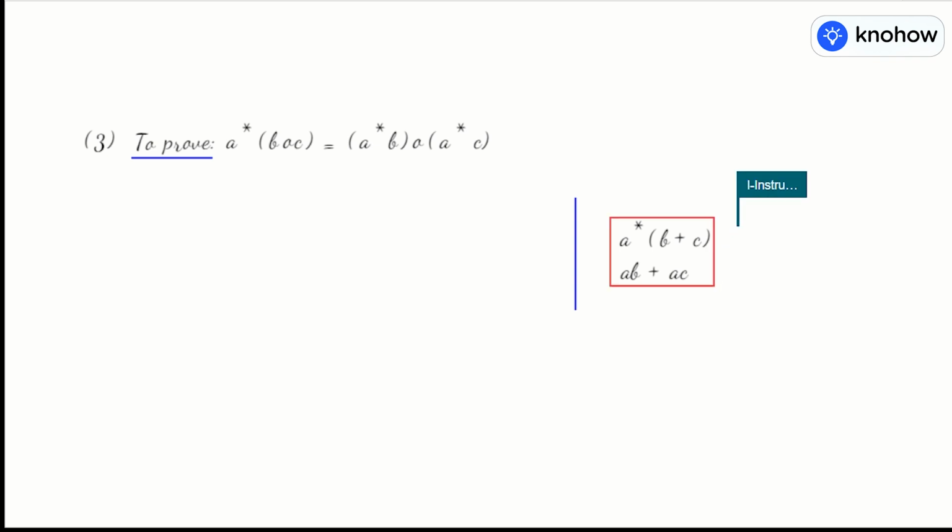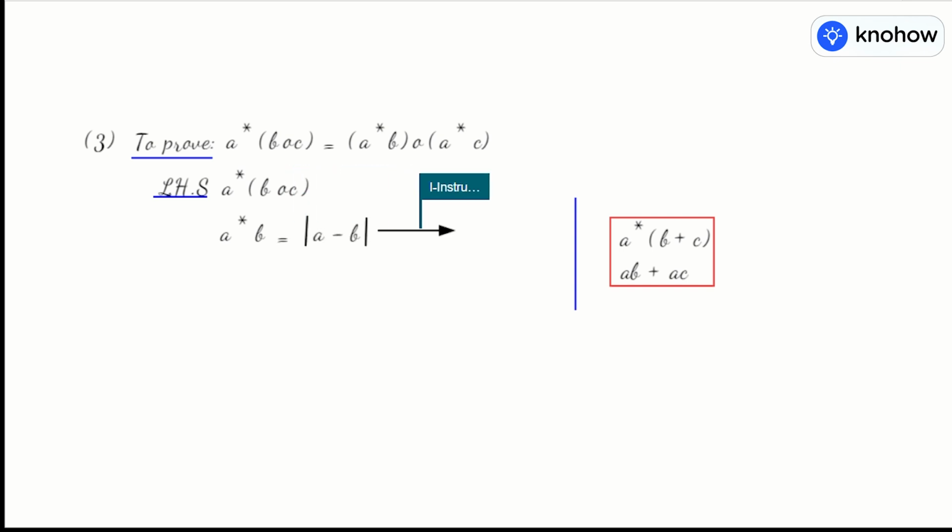So to prove it, let me take the left hand side. A star (BOC). First of all, what do you say about BOC? The first element, that is B. And what is A star B then? Modulus of A minus B. So your left hand side is this. Now take the right hand side. Right hand side is (A star B) O (A star C).